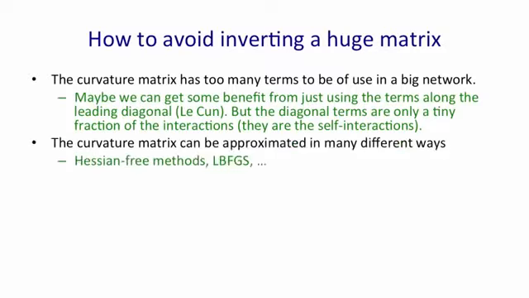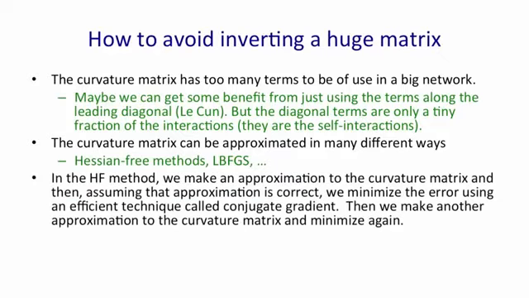Another thing we could do is try and approximate the curvature matrix with a matrix of much lower rank that captures the main aspects of the curvature matrix. That's what's done in Hessian-Free methods and LBFGS and many other methods that try and do an approximate second order method for minimizing the error.